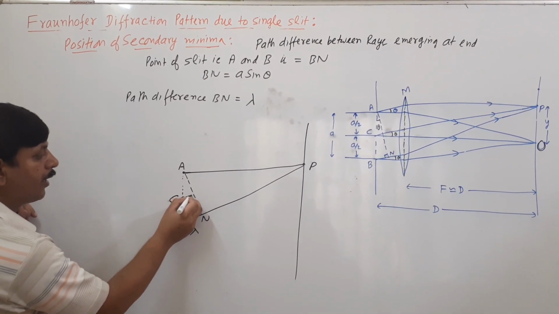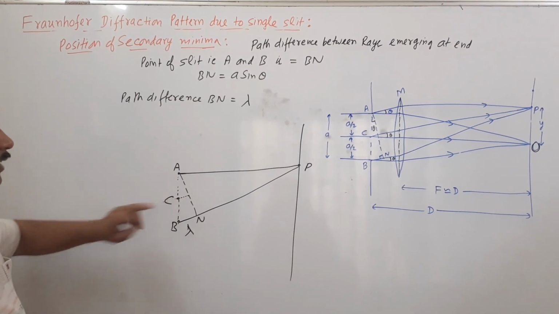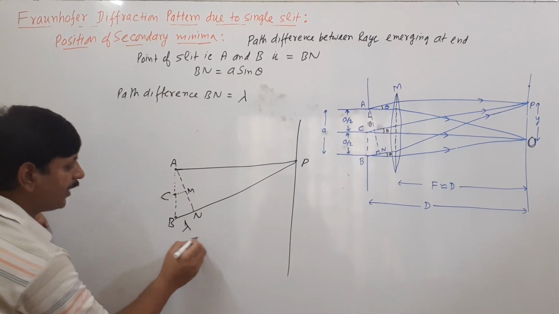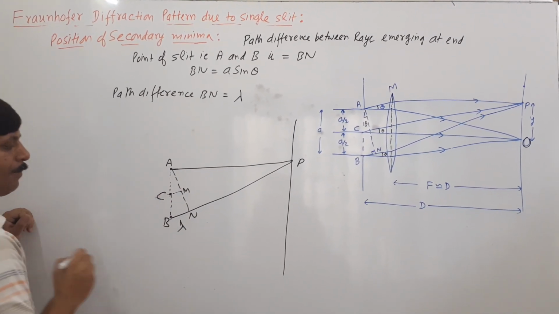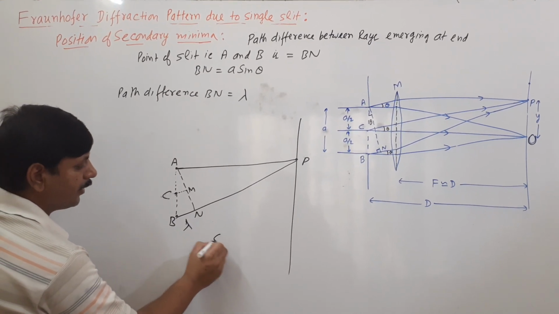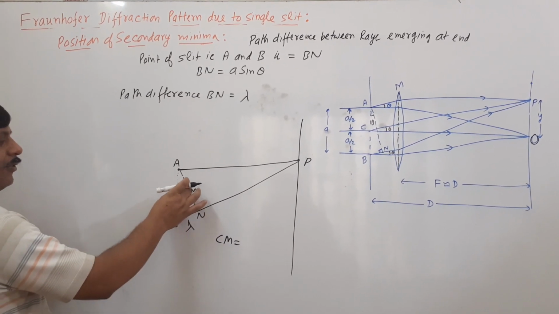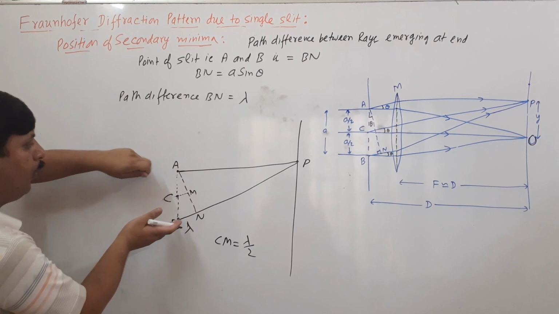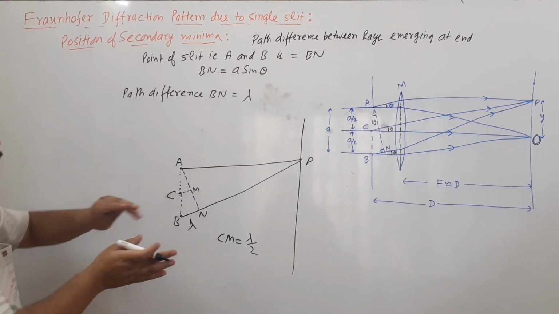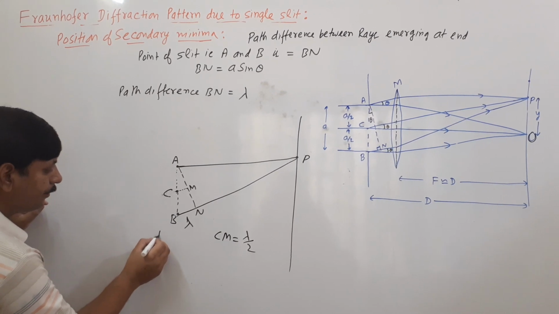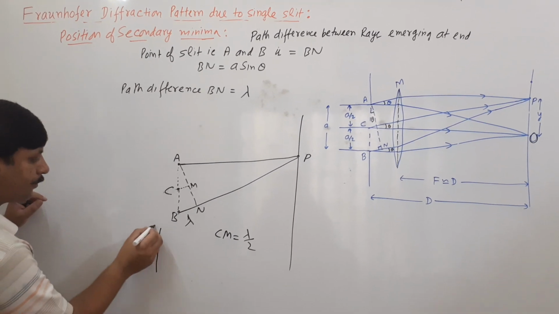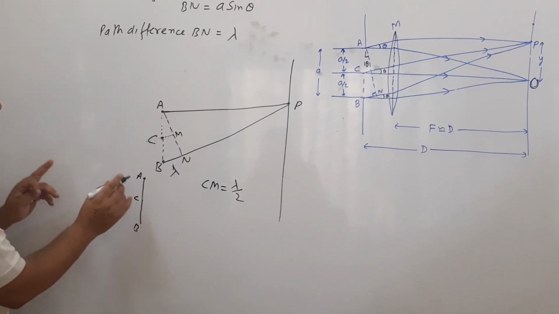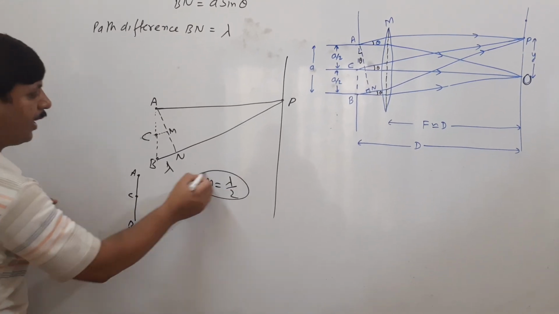If we draw a perpendicular here, what will be the path difference between A and C? This will be Cm. Suppose this is M, then Cm will be the path difference from A to C. So what will be Cm? This is lambda, so this becomes lambda by 2. So if I have divided the whole slit into two equal parts, one AC and another CB, we have seen the path difference of light emerging from A and C is lambda by 2.